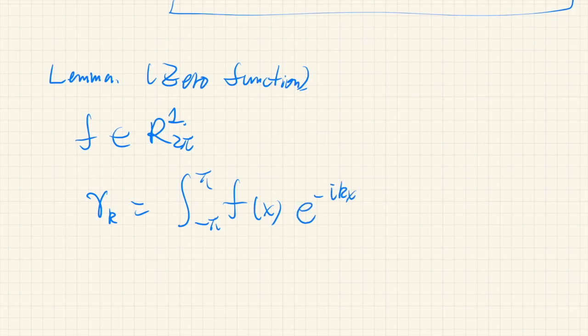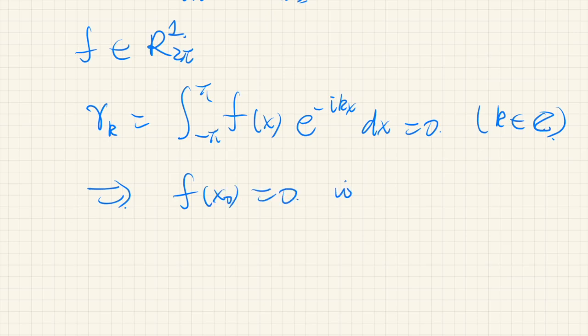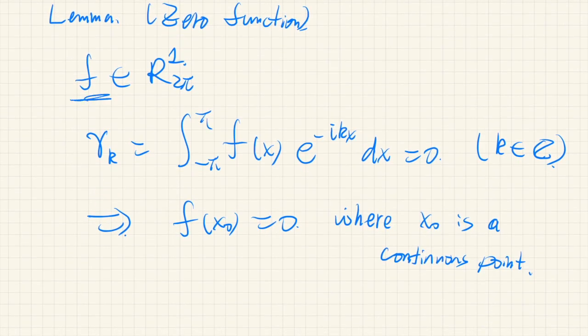the integral of f(x) times exponential of negative ikx dx. If this is 0, then for all integers, of course, then f of x0 is equal to 0, where x0 is a continuous point. Continuous point means the point at which the function is continuous. Okay, and naturally, if f is a continuous function, then the function f is identically equal to 0, if this is true.